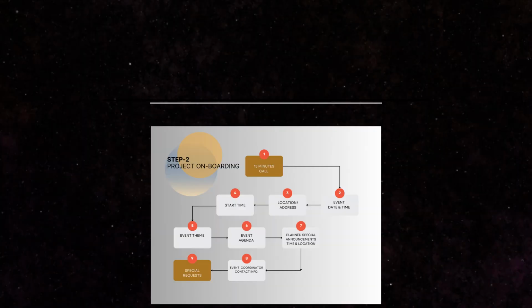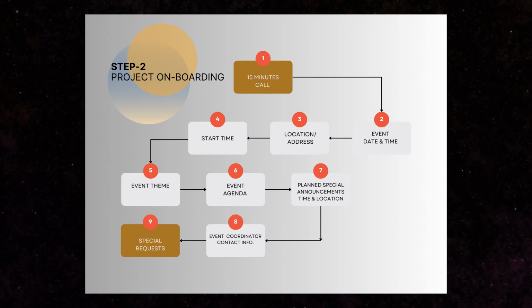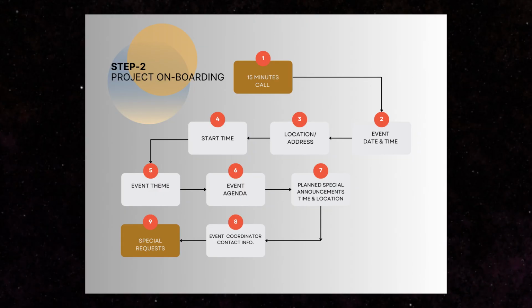So let me just scroll up here. Then if the client is happy and they want to proceed, I take them into my step 2, which is the project onboarding call. It could happen on the same call, or we could book another call. It's all up to the client. Each step takes about 5 minutes to run through anyway. So my step 2, my onboarding call key questions: I start with the start time of the event, when they're expecting people to start arriving and things like that.